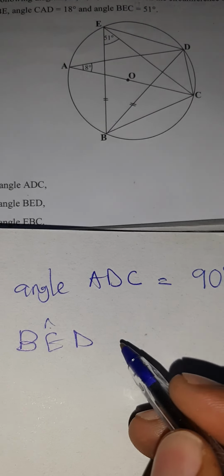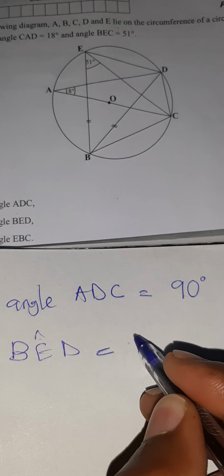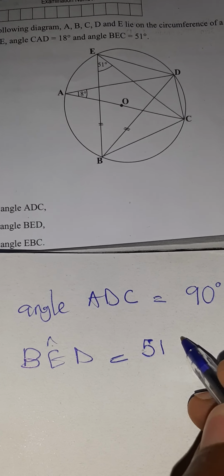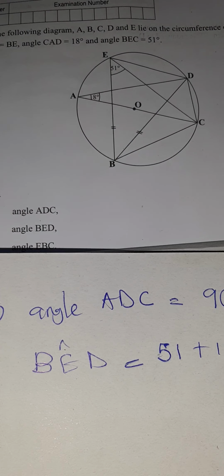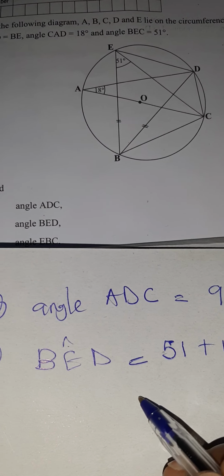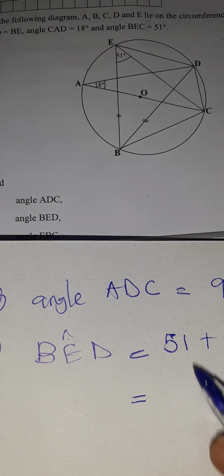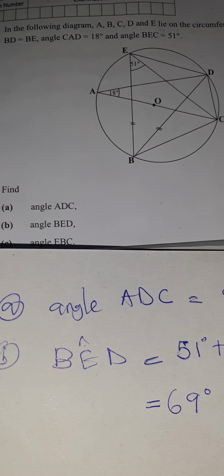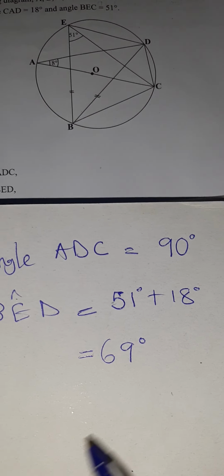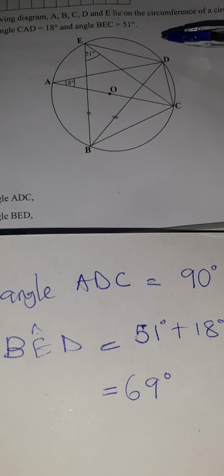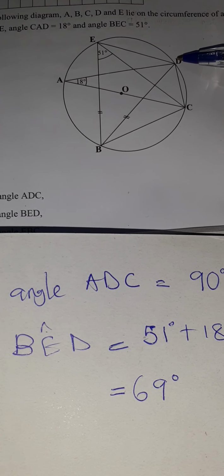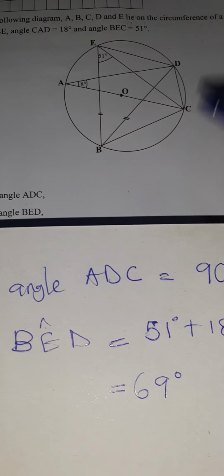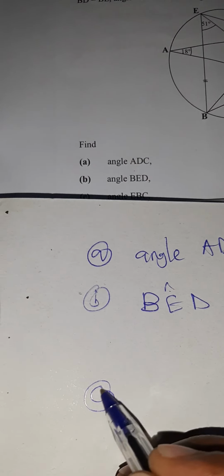Okay, so we're just going to add 51 plus 18. Where we're going to have that is a 9, so 69 there. So 69 degrees is the value here. Okay, so we just added; we've applied the law where angles are coming from the same chord. Okay, we proceed to the last one.